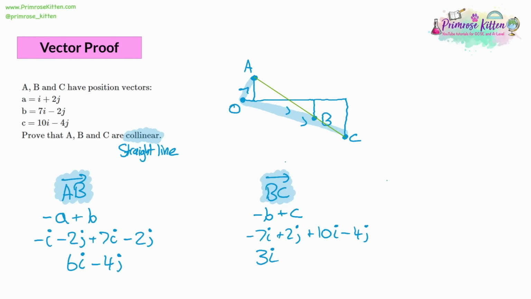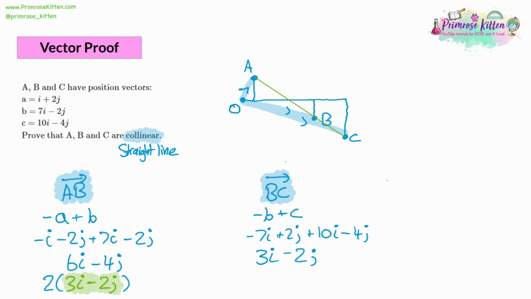Then looking at the j's, 2j minus 4j is going to be negative 2j. So looking at the two answers, they do appear to be different. So how can we say they're on a straight line when the vectors are different? Well, what we can do is try factorising them. If we factorise AB, we can take 2 out of both, and that'll give us 3i minus 2j. And that's actually the same answer that we had for BC.